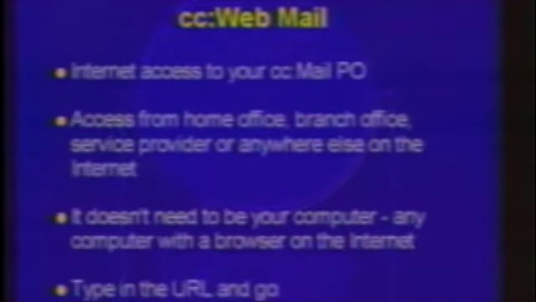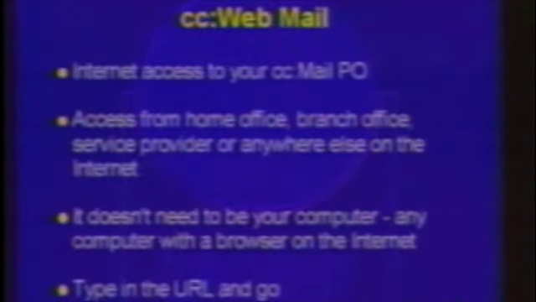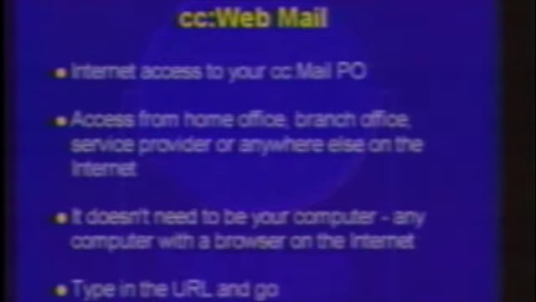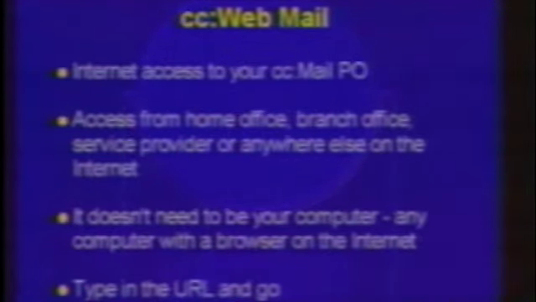CC WebMail is a program that allows you to access your mail on your home PO from anywhere on the internet. So you can access it from any home office, branch office, service provider, or anywhere else on the internet. It doesn't need to be on your computer. If you go to a branch office or your customer's branch office and they have a computer connected to the internet, you can borrow that computer, assuming that they'll let you, and access your mail from that computer. Just type in the URL and go.